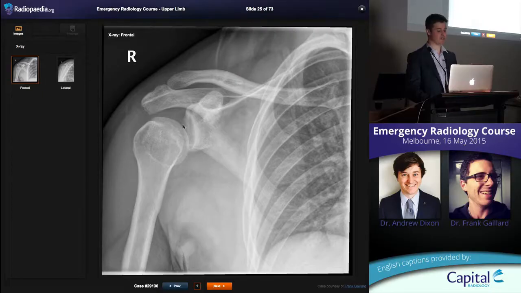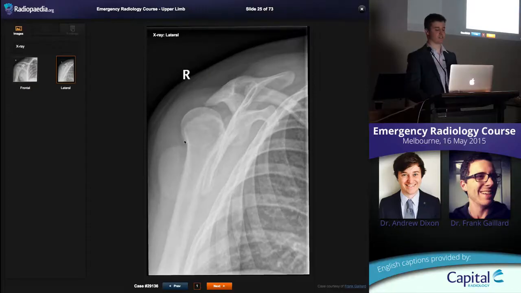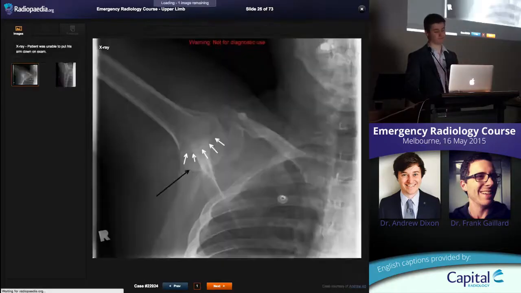There's a little bit of overlap, but it's sitting a little bit funny, this glenohumeral joint. It's not quite following the same curve. You can see that curve there, not quite matching. It's a little bit of a light bulb on the lateral image. It's clearly dislocated out the back. Posterior dislocations are the tricky ones.